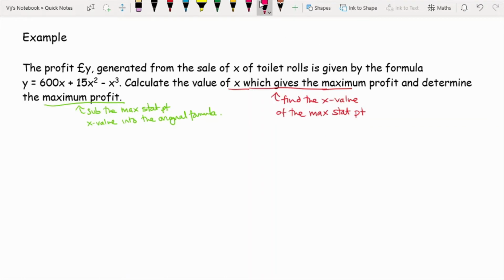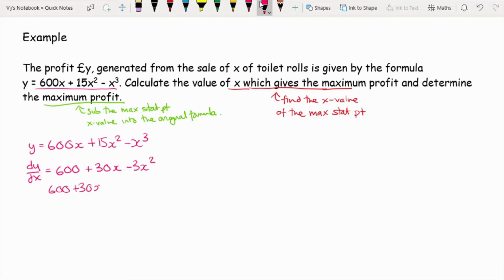So looking at the original formula that we've got here, I can see I've got no square roots, I've got no fractions, so I can go straight into working out my dy dx. So I've got 600x plus 15x squared minus x cubed, and if I then work out what dy over dx is, it's going to be 600 plus 30x minus 3x squared. Now to find the stationary point I need to make dy dx equal to 0, so I've got 600 plus 30x minus 3x squared equals 0.